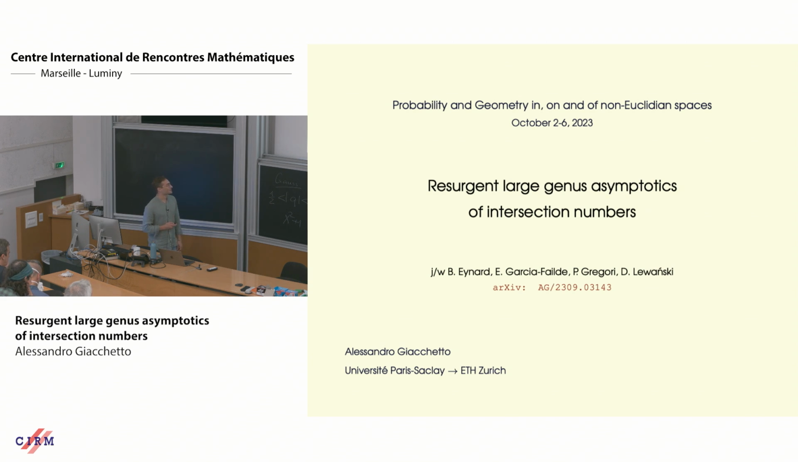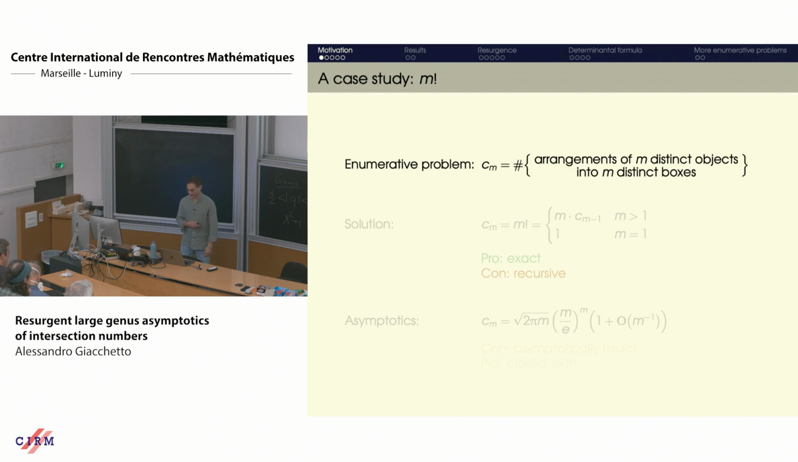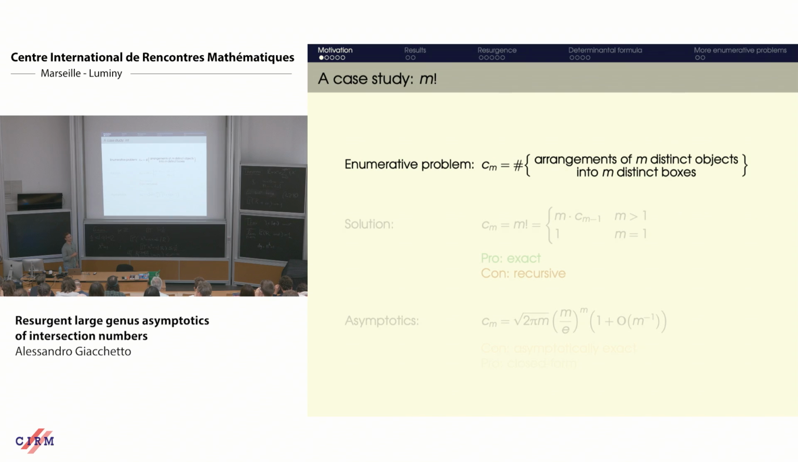As I said, I don't have to motivate a lot the study of large genus asymptotics in front of this audience, but nonetheless, let me start with an easy example that you are probably all familiar with. Suppose you want to count the number of arrangements of m distinct objects into m distinct boxes. This is a very easy enumerative problem, and the solution is just the factorial.